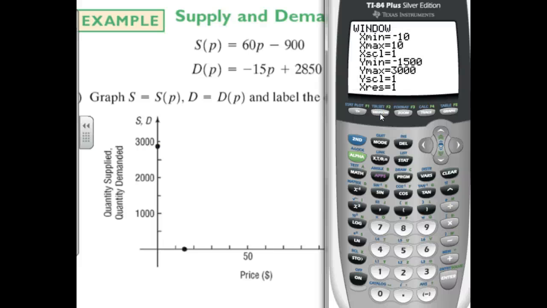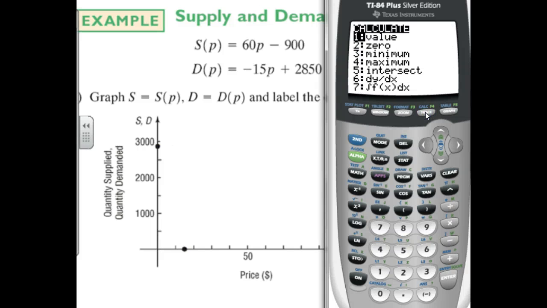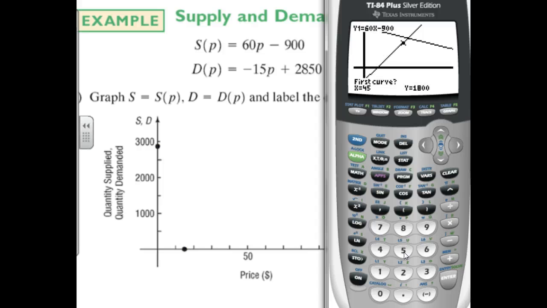So I'm going to go to my x max, and I'm going to look much, much further to the right, like maybe even 100 units off to the right. And then if I need to see further up and down, I can. Yeah, that's pretty good though. So let's go find that point of intersection by doing second calculate, intersect, which is 5, and I'm going to guess on the first curve, which is the y-intercept of 900, the second curve, which is the y-intercept of 2850, and then I'm going to guess the point of intersection.